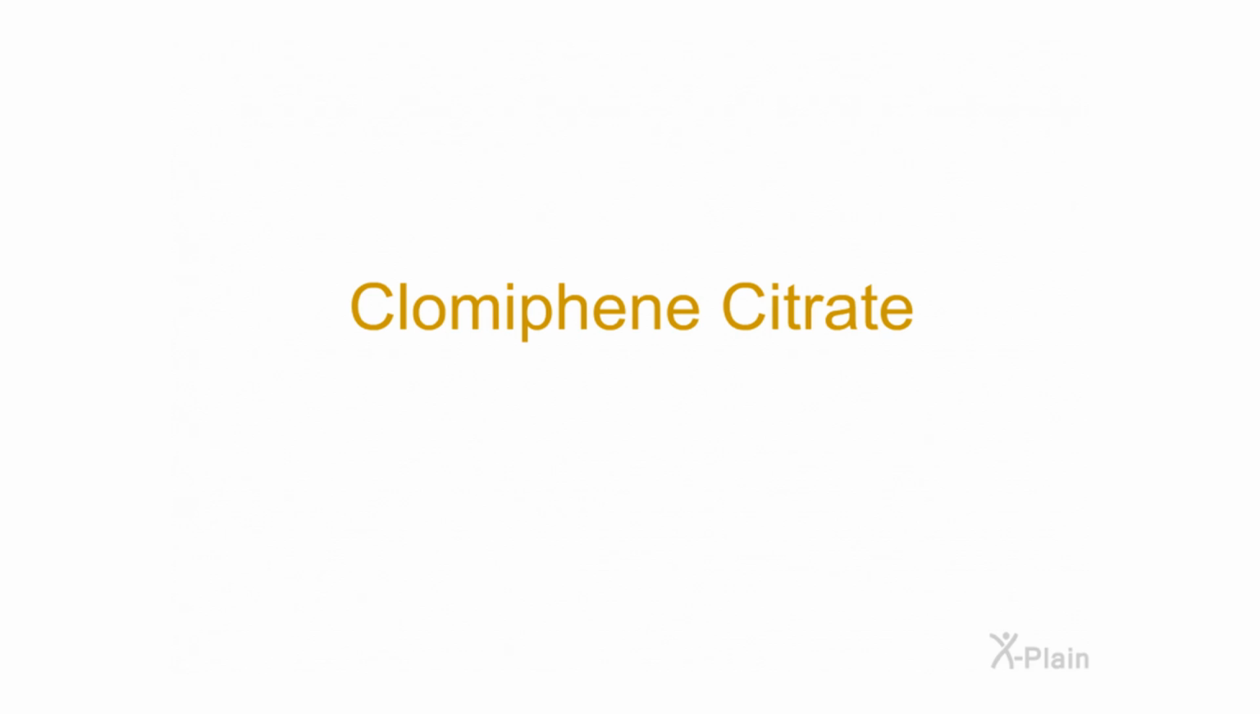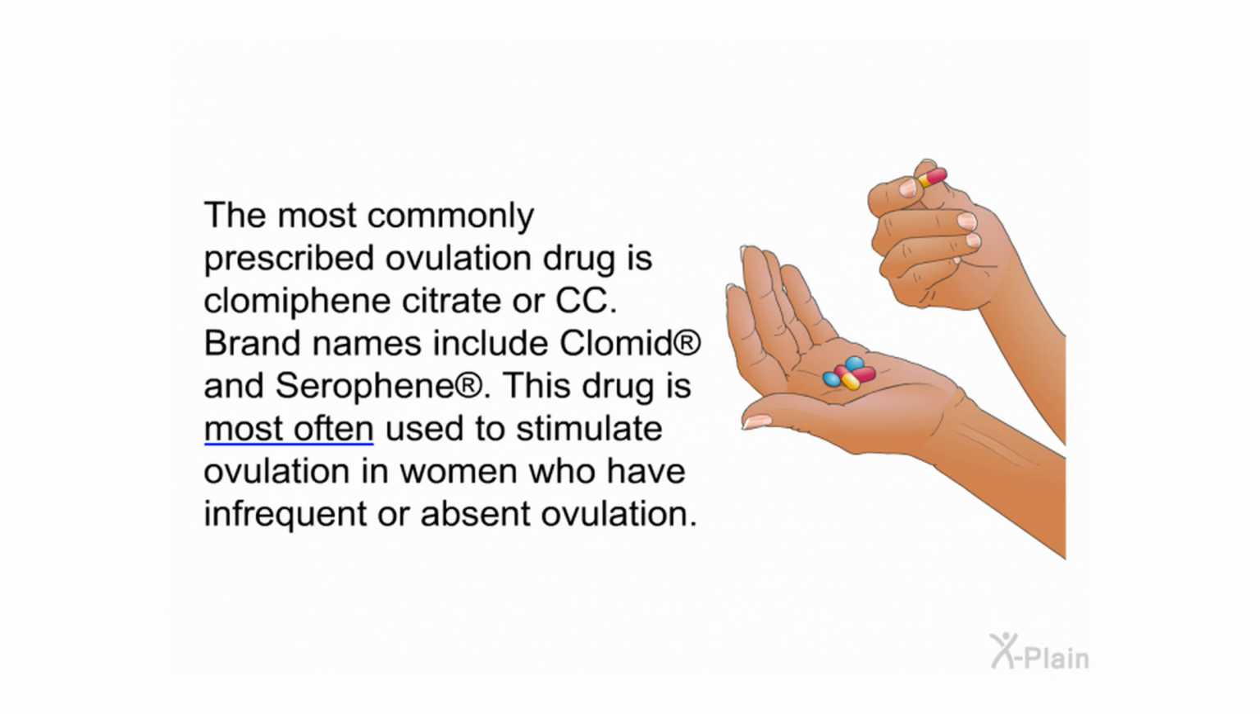Clomiphene citrate. The most commonly prescribed ovulation drug is Clomiphene Citrate, or CC. Brand names include Clomid and Serophene. This drug is most often used to stimulate ovulation in women who have infrequent or absent ovulation.